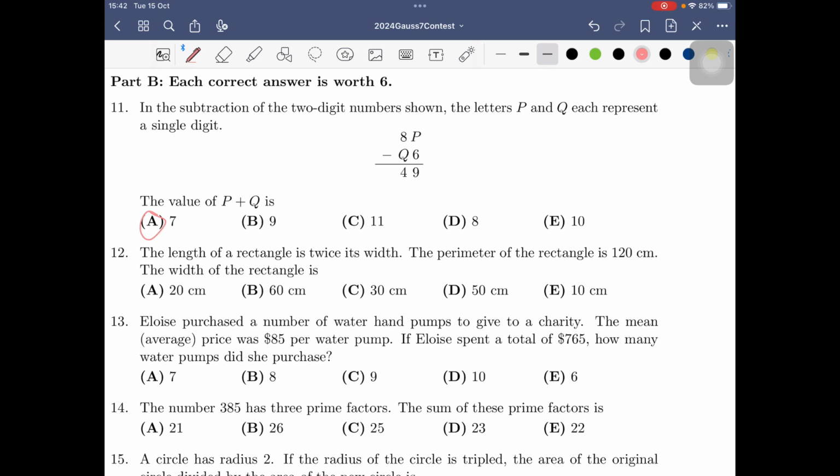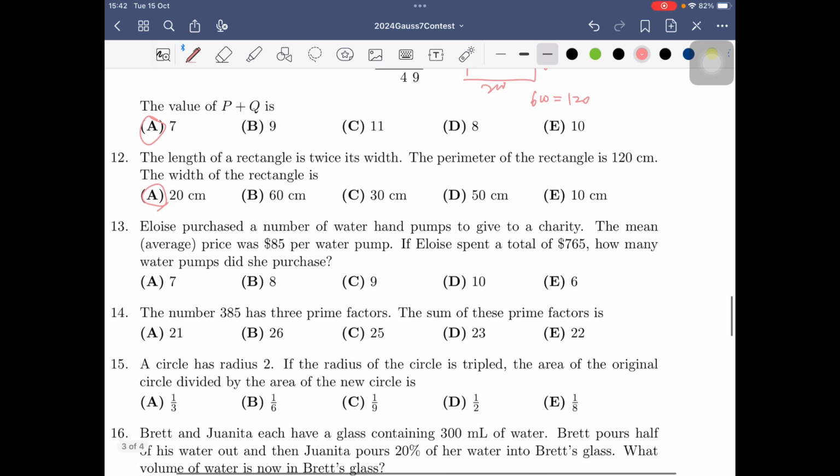And number 12, the length of the rectangle is twice its width. So if this is W, this is 2W. The perimeter of the rectangle is 120. So the whole perimeter is 6W, which becomes 120. So W is 20.